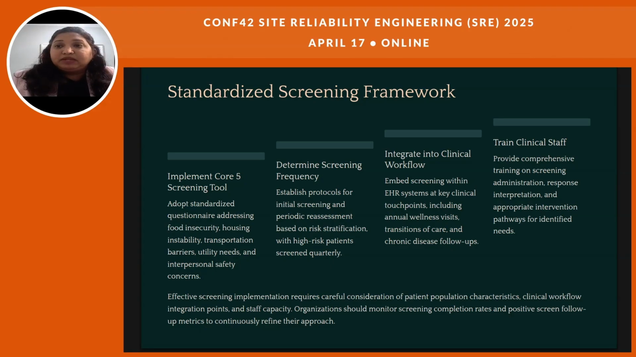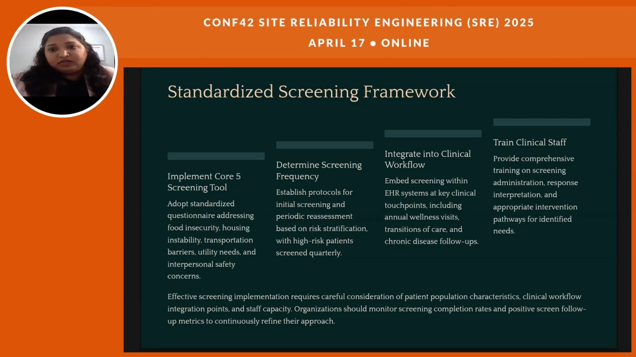Next comes determining how and when the screening has to occur, that is, determining the frequency. Establishing protocols for initial screening and periodic assessment based on risk stratification, with high-risk patients screened quarterly, is important. Next is how do we integrate this into the clinical workflows? Embedding screening within EHR systems at key clinical touchpoints, including annual wellness visits, transition of care, and chronic disease follow-ups, is vital.